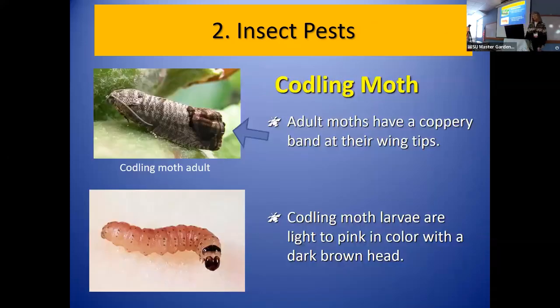So now let's take a look at the codling moth. So notice the adult moth is grayish in color. It has these coppery bands at the tip of its wings. Look how pretty that larvae is. It's pink, it has this defined head capsule, and it has 6 legs.